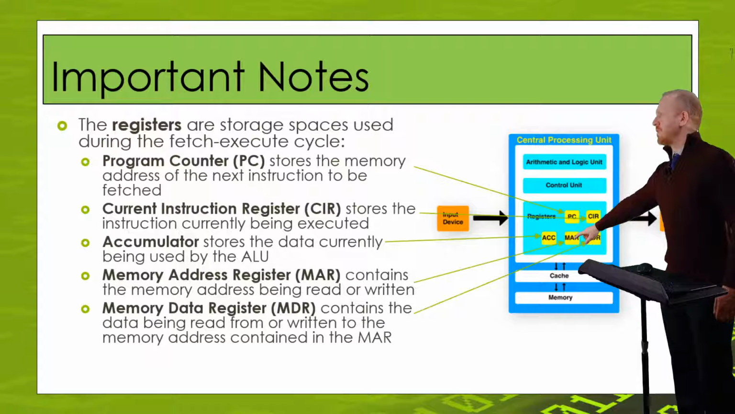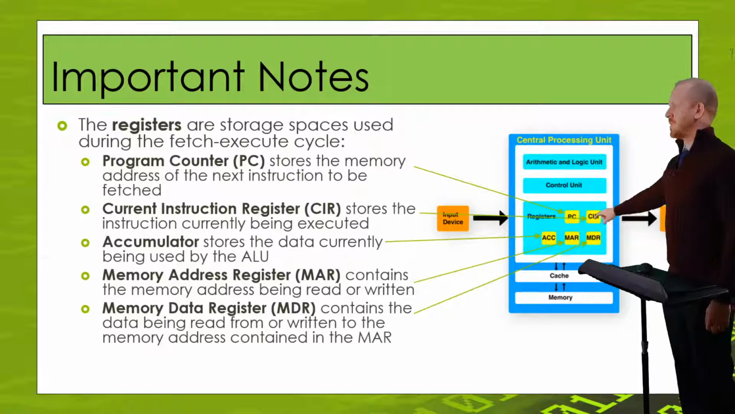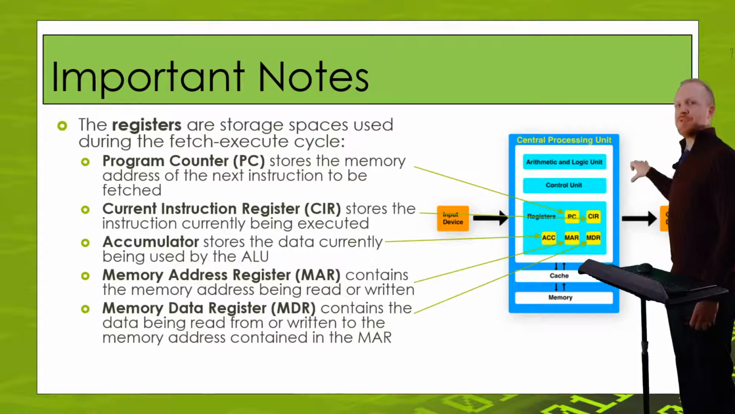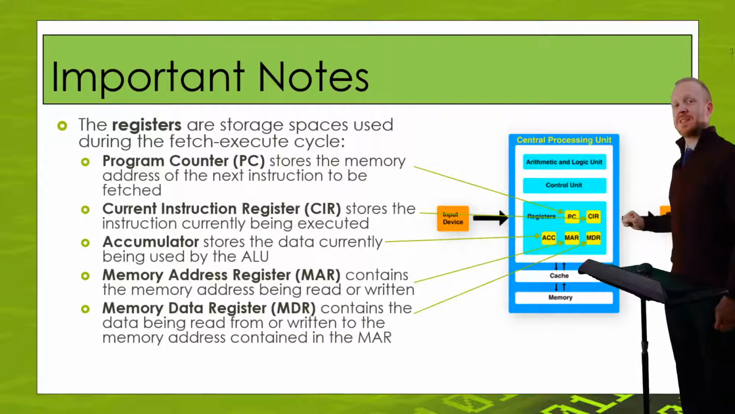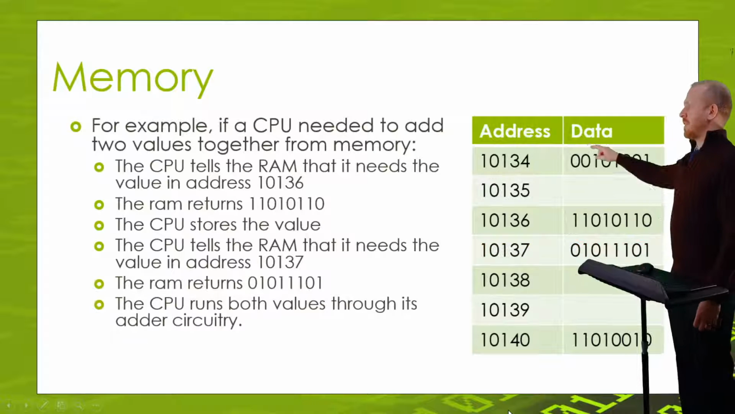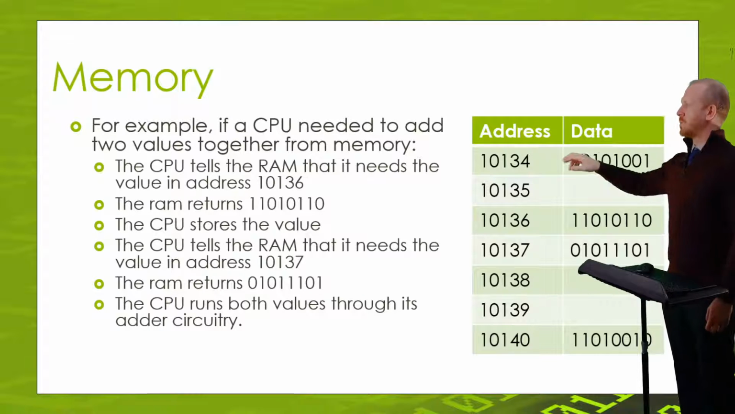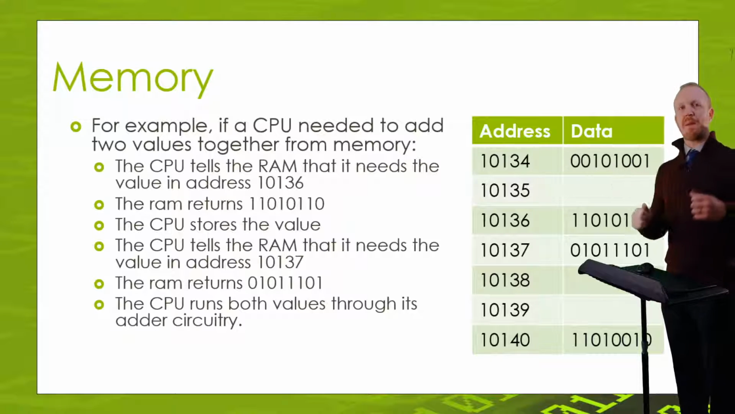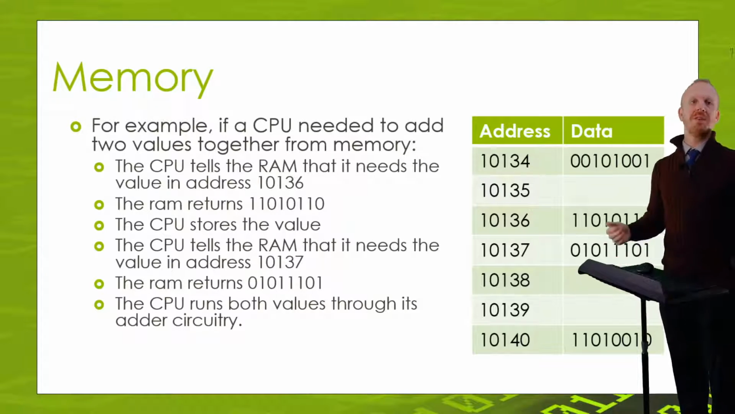Here we are. The memory address register and the memory data register. Those are the registers that are used to actually get stuff out of RAM. The memory address register is connected directly to the address in the memory, and the memory data register is connected directly to the data in the memory. So if I go back up here, when I wanted to get this value out of memory, what I did was put that value, 10134, into the memory address register. That told RAM that we want this data, so it puts this value into the memory data register.